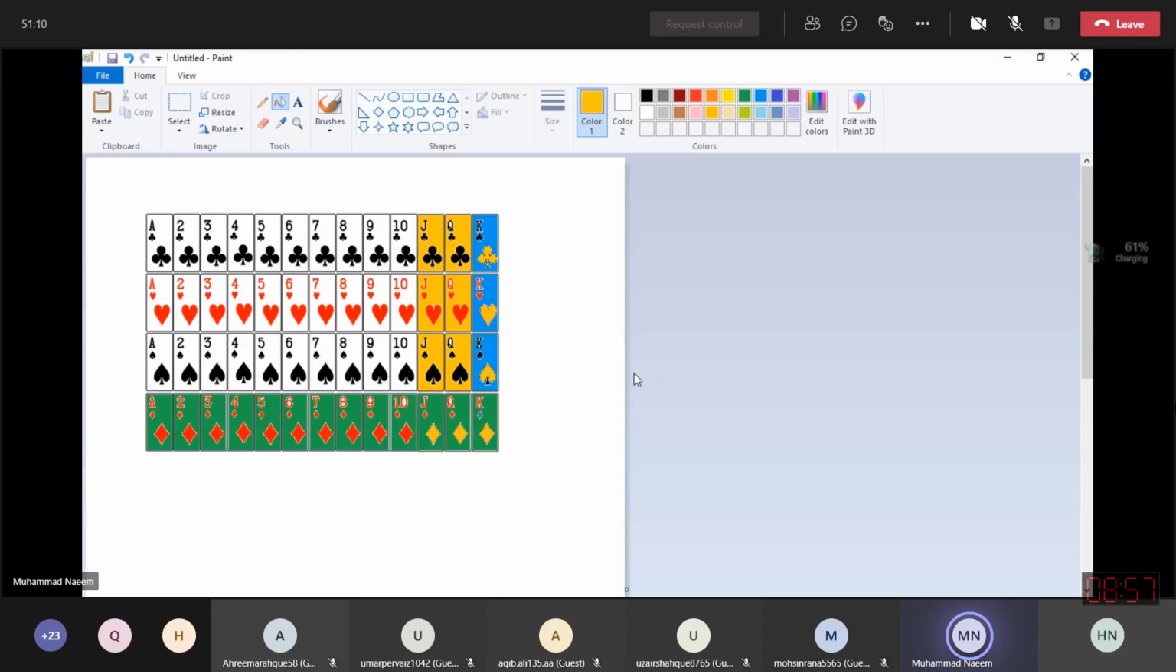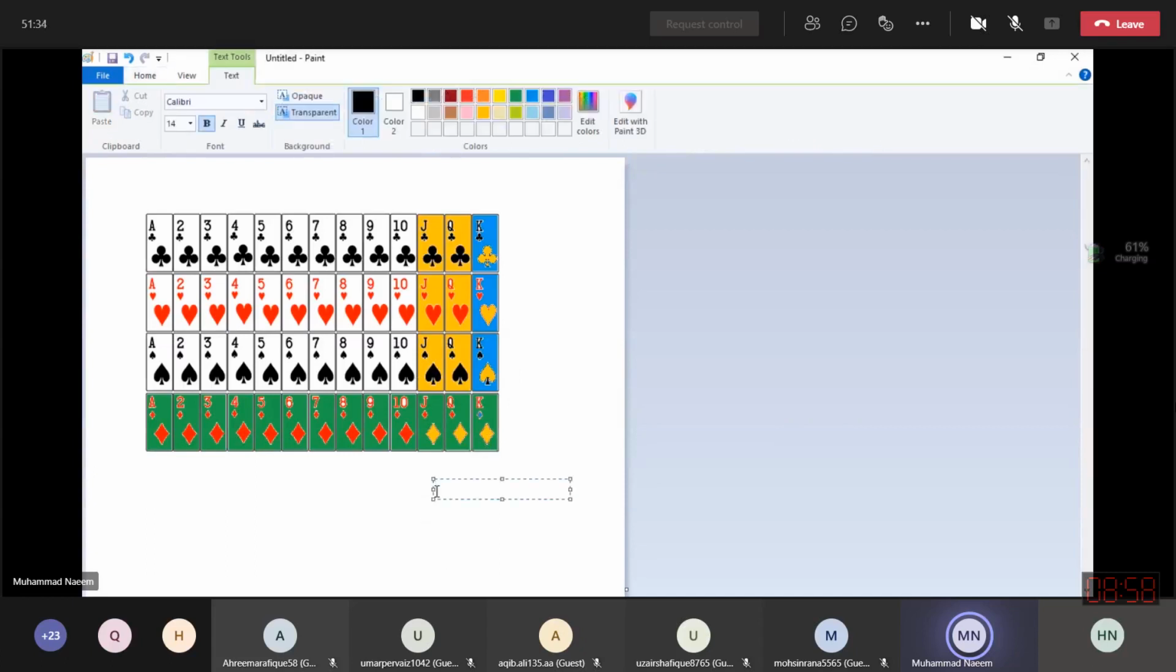Now collect all these shaded cards. How many cards we have? 1, 2, 3, 4, 5, 6, 7, 8, 9, 10, 11, 12, 13, 14, 15, 16, 17, 18, 19, 20, 21, 22. 22 out of 52. This is our probability. This is our required answer.